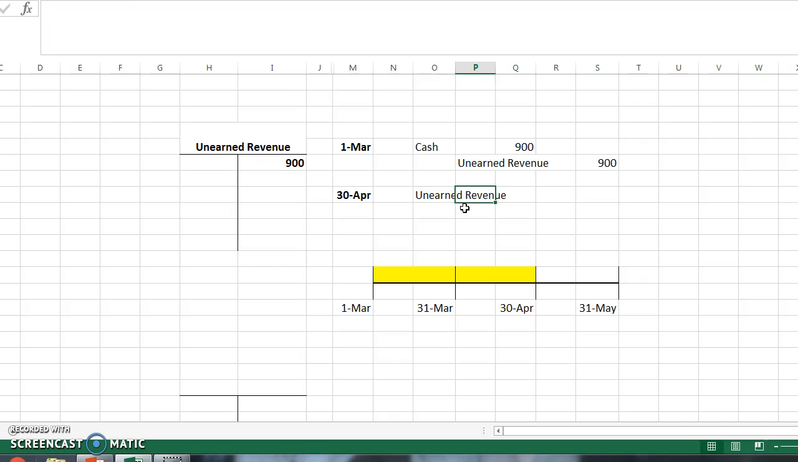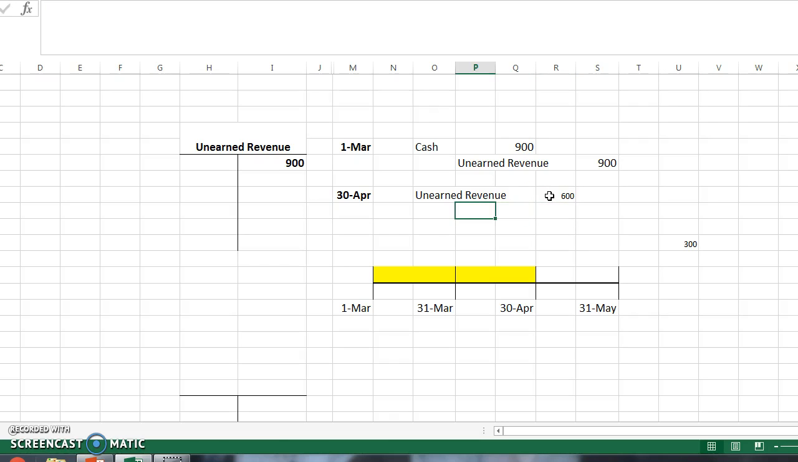How much? Well, if we are charging $900 for 3 months, and 2 of the 3 months have gone by, how much is that? That is $300 a month times the 2 months that have passed, so $600. We're going to debit unearned revenue for $600.